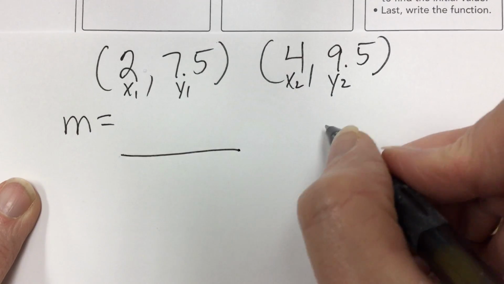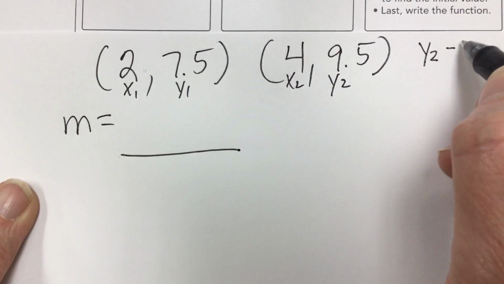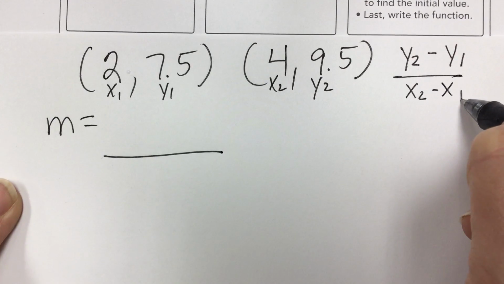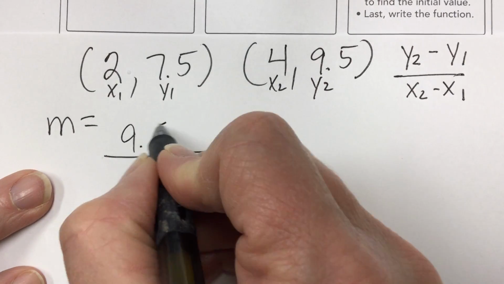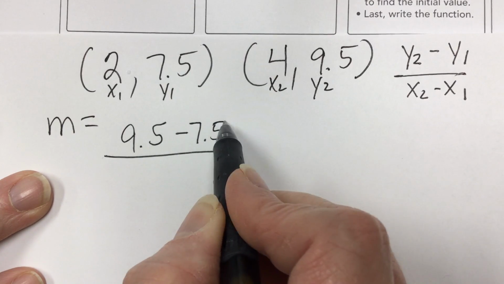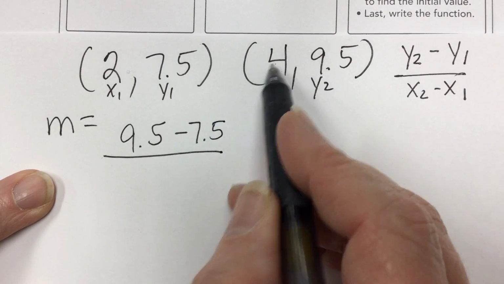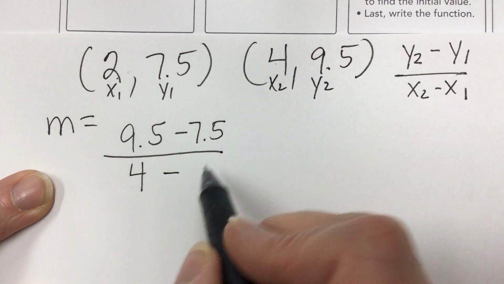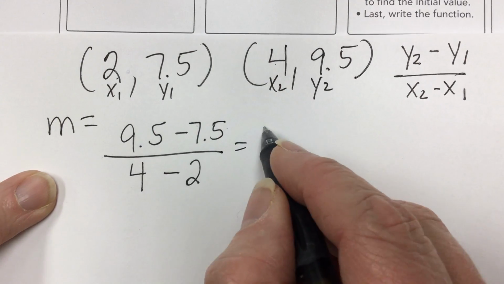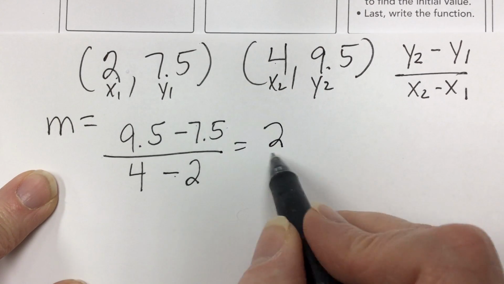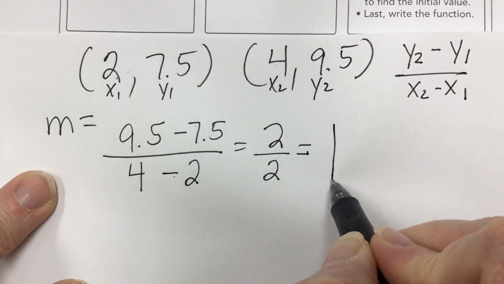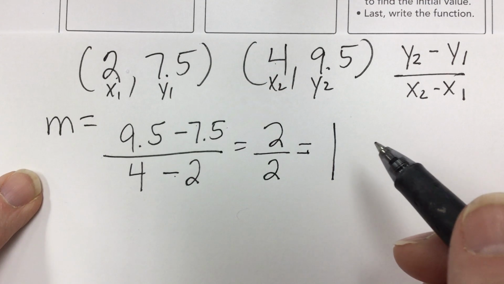So to find the slope, using your slope formula, y sub 2 minus y sub 1 over x sub 2 minus x sub 1. So your slope: y sub 2 is 9.5 minus y sub 1 is 7.5, divided by x sub 2 is 4 minus x sub 1 is 2. So 9.5 minus 7.5 gives you 2. 4 minus 2 gives you 2. And 2 divided by 2 is 1. So we have a slope of 1.